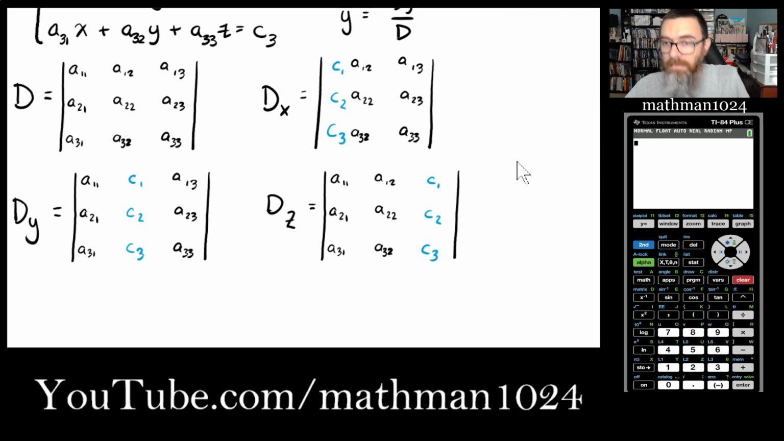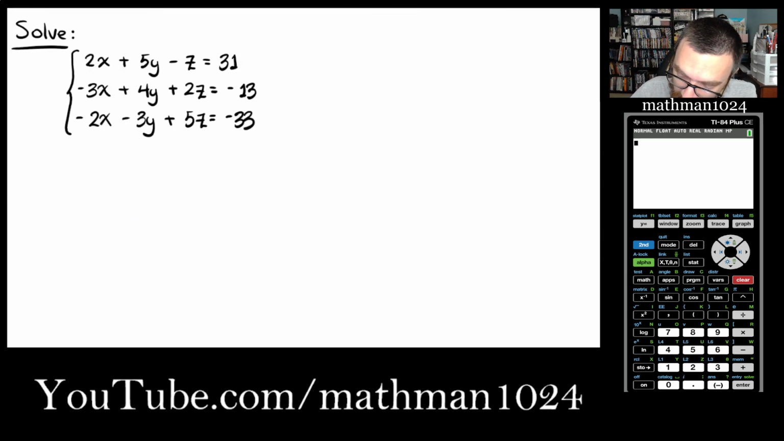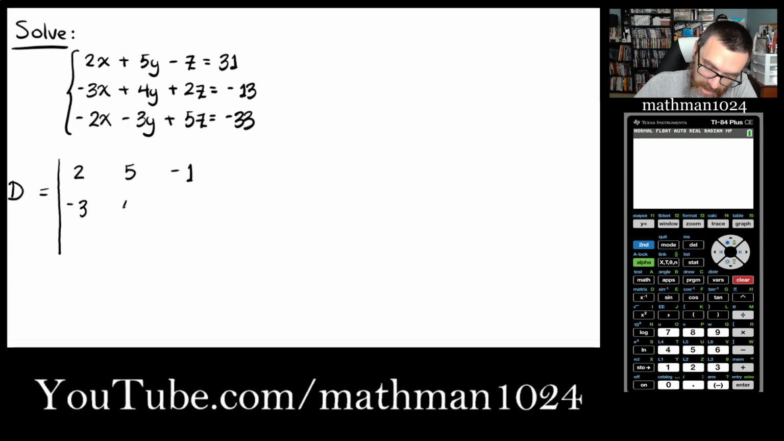So keeping that in mind, let's now take a look at an example where we use matrices to solve the system. Okay, so let's write each of our three matrices. Starting with the first one, my big matrix D is going to have the coefficients 2, 5, -1, -3, 4, 2, -2, -3, and 5. So we'll figure out what that is.